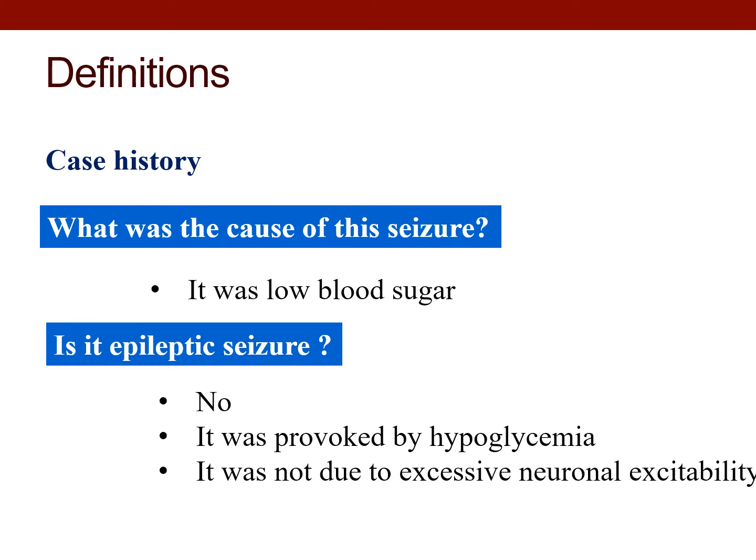What was the cause of the seizure here? It was the low blood sugar. So is this brain going to be able to generate seizures without low blood sugar? Till now, no. The main reason for having the seizure was the low blood sugar. So is it epileptic? No, it's not epileptic. Why? Because it was provoked by hypoglycemia. Okay, so this is the first part of our story here.